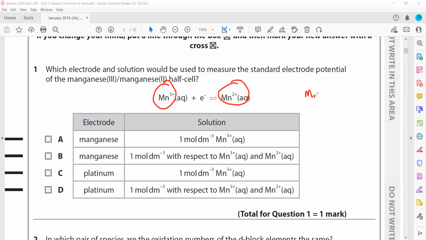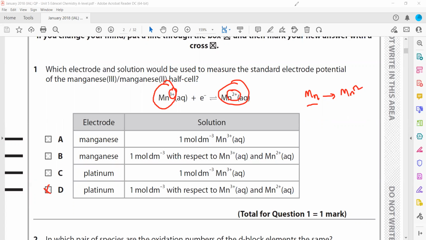Like manganese, if, for example, a manganese ion or atom was involved, then the electrode should be made up of manganese. But only if there is a change in the oxidation number within the solution, in that case, the electrode should be made up of platinum. So either C can be an answer or D can be an answer. Then why is D the right answer?